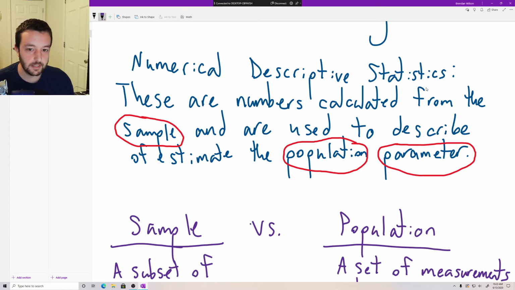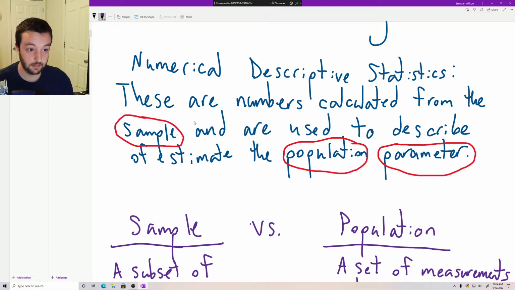numerical descriptive statistics, these are numbers calculated from the sample, right? So that's why it's called a statistic, and are used to describe or estimate the population parameter. So population parameter is a little redundant. Parameters are always from the population, but just so you don't have to remember that, it's often called a population parameter, or we'll often call a statistic a sample statistic, just so you don't have to remember which one it goes with. Then you really only have to remember the difference between sample and population.